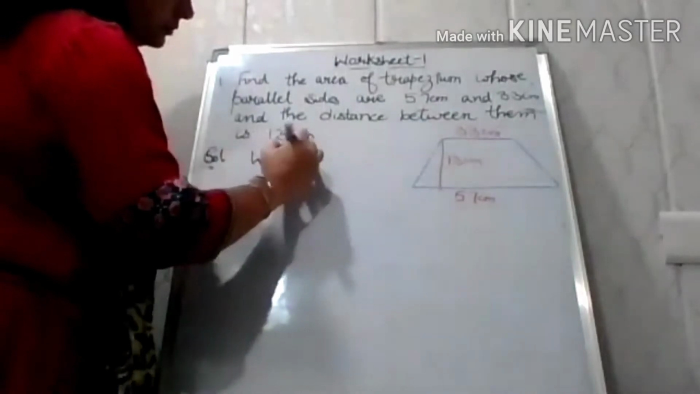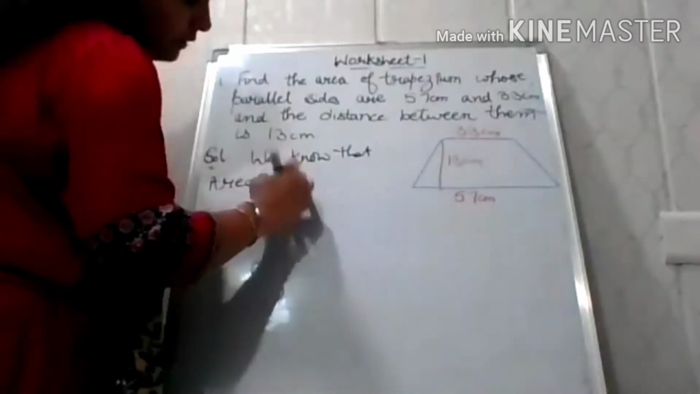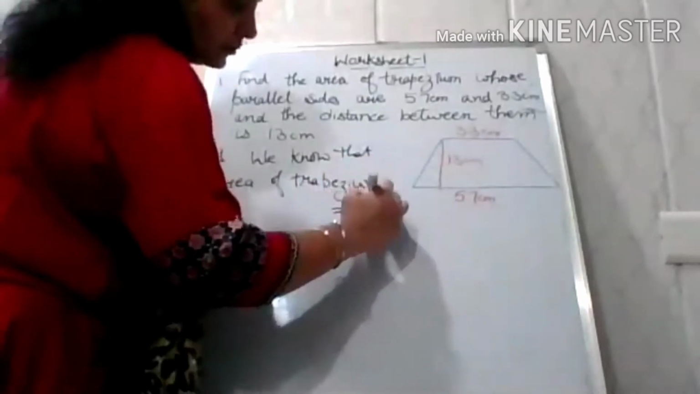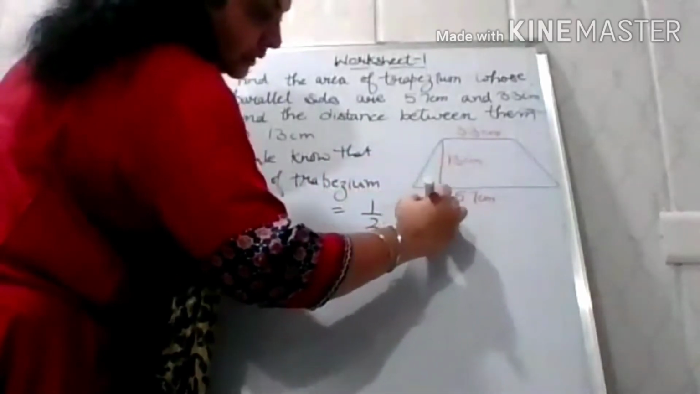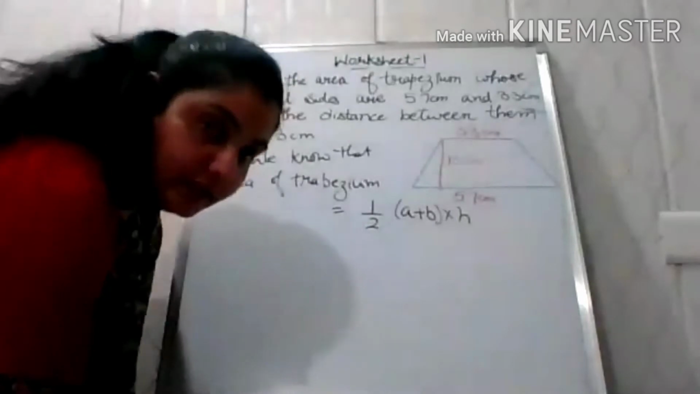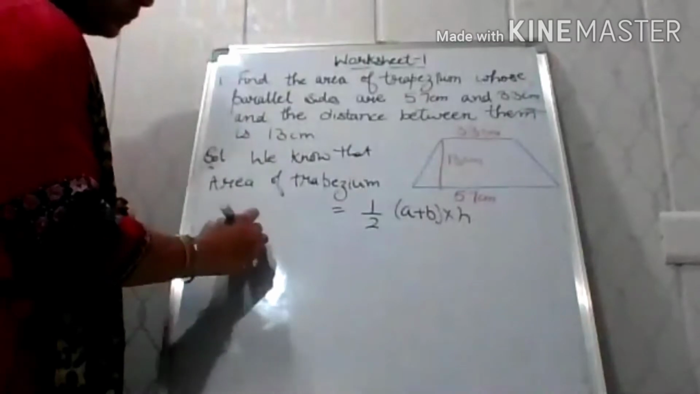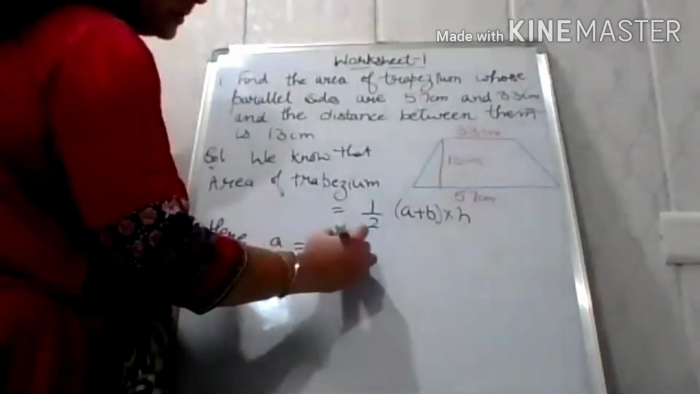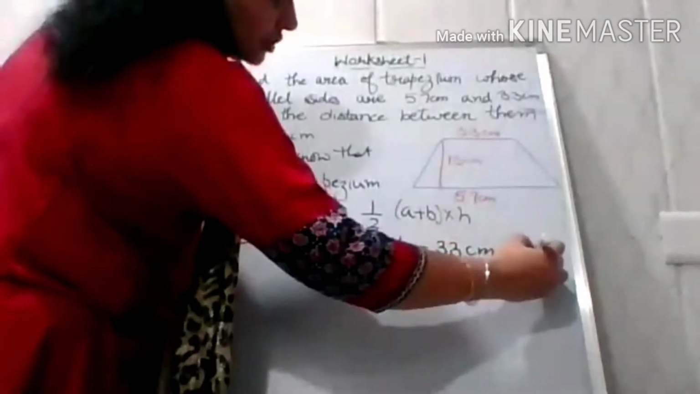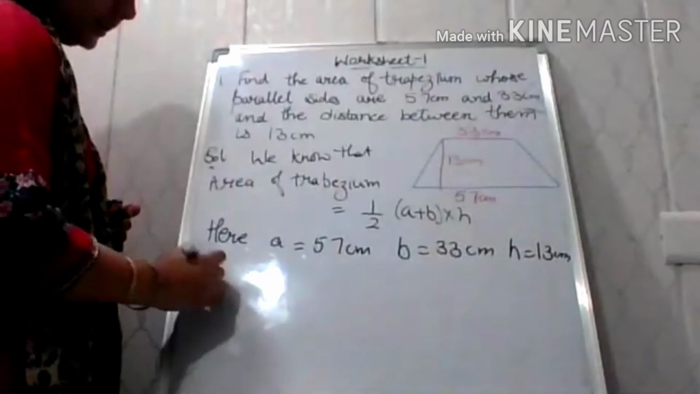We know that area of trapezium is equal to 1 by 2 (A plus B) into H. What are A and B? A and B are the parallel sides and H is the height. Here, what they have given: A is equal to 57 centimeter, B is equal to 33 centimeter and H is equal to 13 centimeter. We substitute the values in the given formula and we get the area.